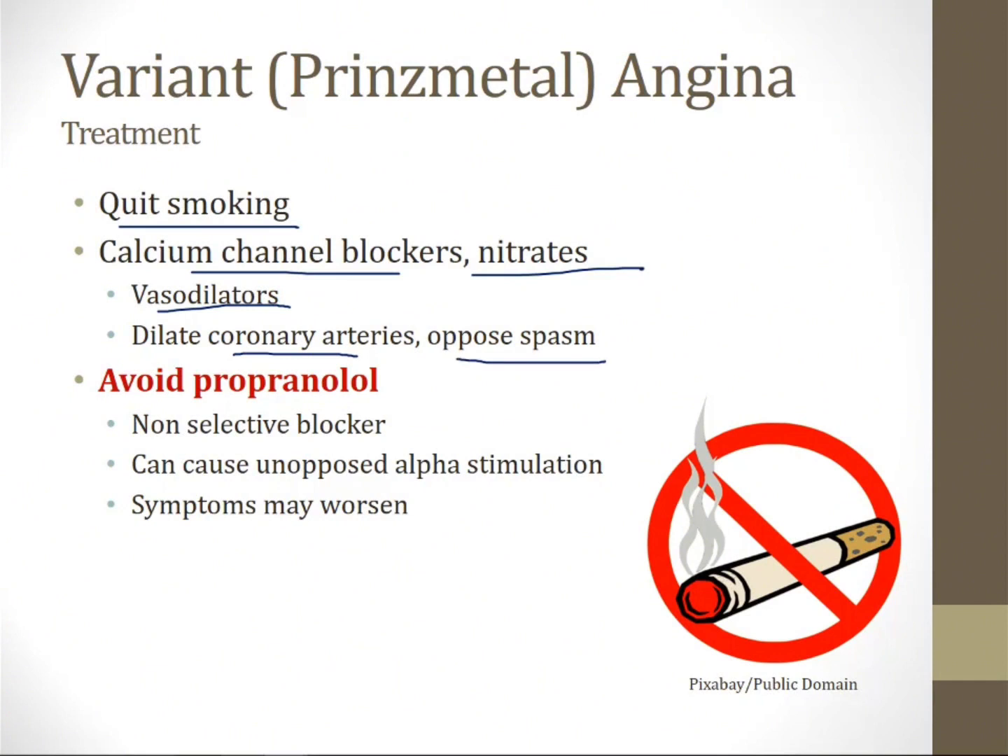And then finally, the non-selective beta blocker propranolol should be avoided in variant angina. People tried this years ago and found that it made symptoms worse. This is believed to be because of unopposed alpha stimulation.